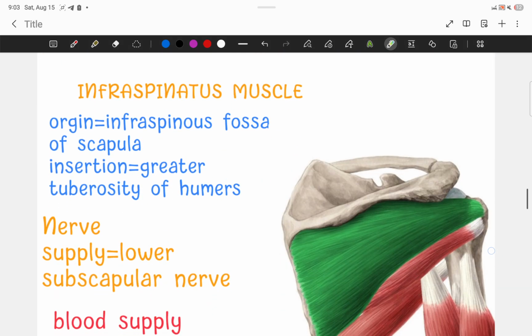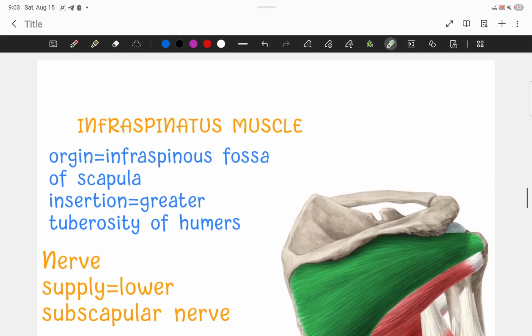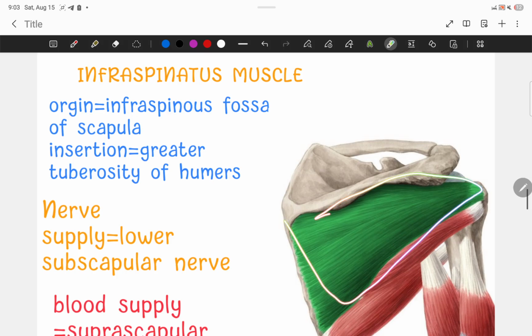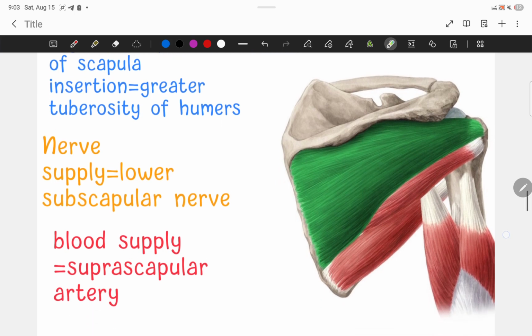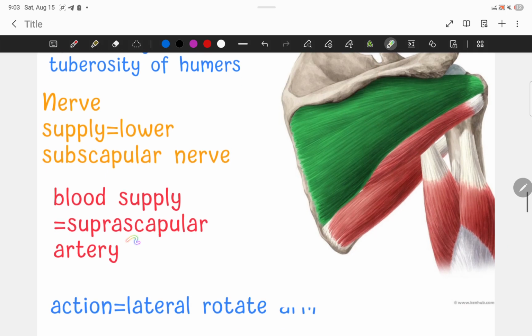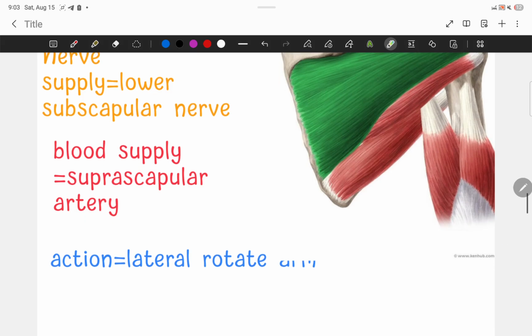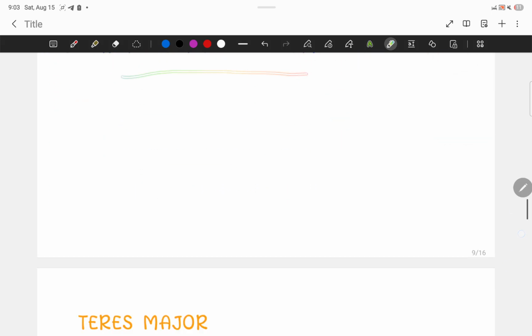Don't forget that. And we talk about the infraspinatus muscle. So it means it's the inferior muscle. A huge and beautiful muscle. Origin is the infraspinous fossa of scapula, of course. Insertion is the greater tuberosity of humerus. And nerve supply is the lower subscapular nerve. Lower subscapular nerve, remember that. Blood supply is the suprascapular artery, and action is the lateral rotation of the arm.